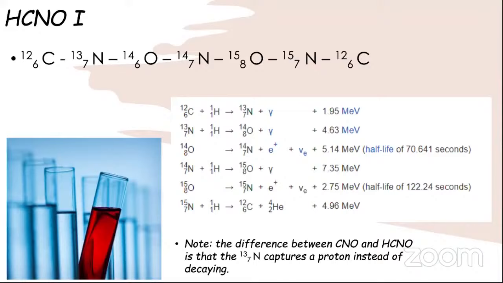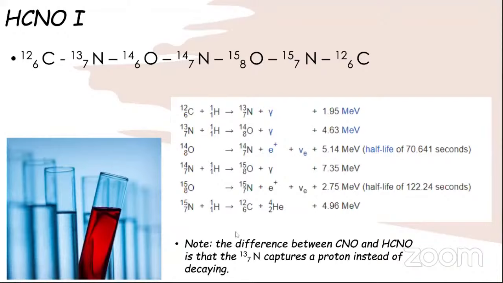This nitrogen gains one proton and gives oxygen. This oxygen again undergoes decay process and gives nitrogen plus positron plus electron neutrino. Nitrogen gains another proton and gives carbon plus alpha particle plus some energy.